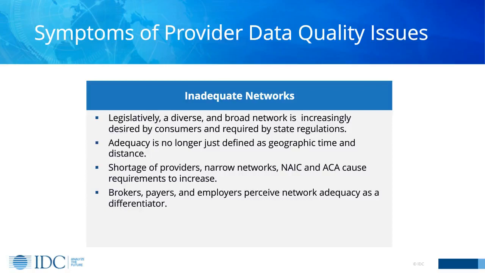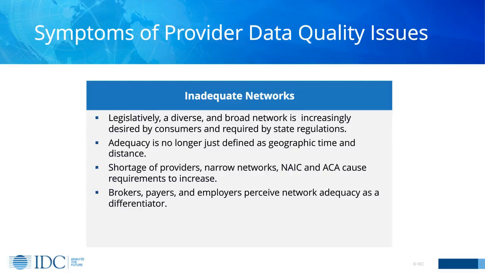It used to be that adequacy was defined as time and distance. Do I have so many doctors in so many zip codes? And so on. It's not just defined that way anymore. Information like, is it close to transportation? Does it have the language that's necessary to speak? All of these things are now being introduced into adequacy. So it's very difficult for an organization trying to meet the bogey of what a legislature defines as adequate. It's a moving target. It's not just time and distance anymore.